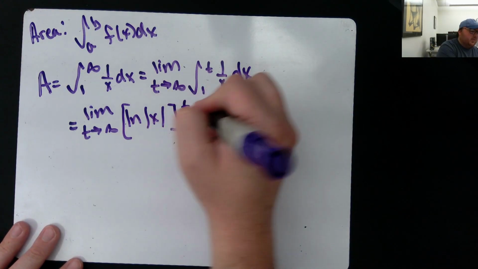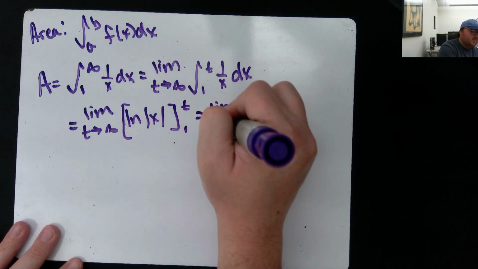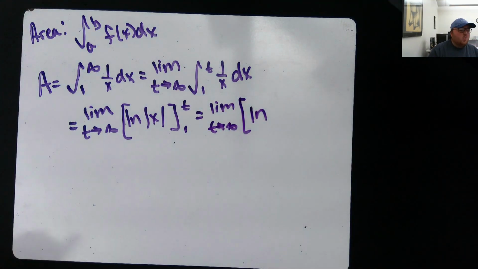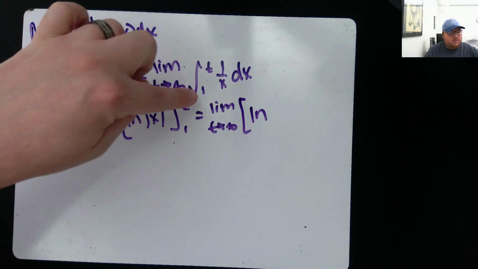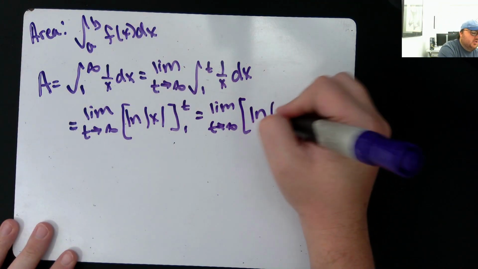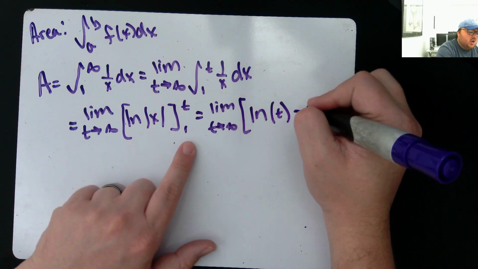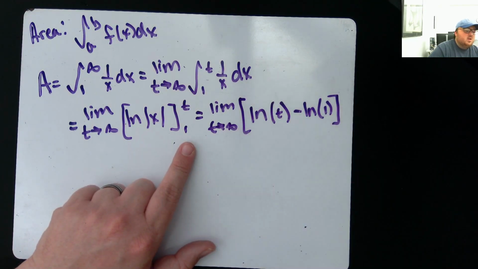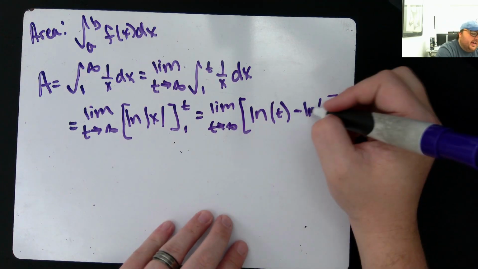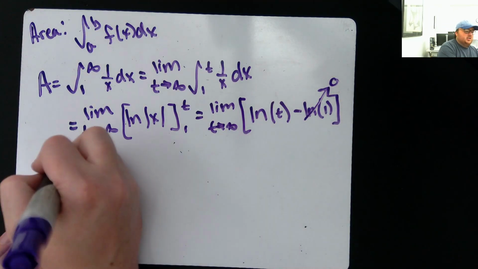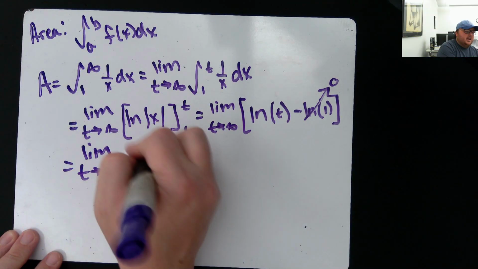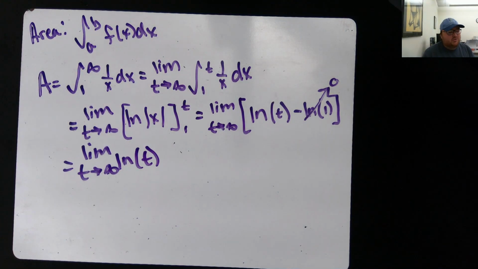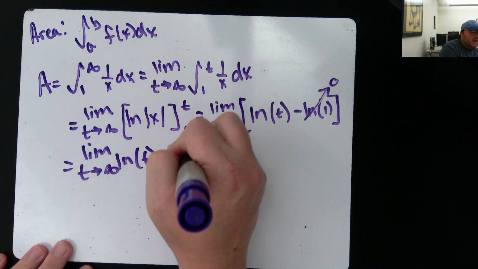So plug in our top bound first, which is t. So this is the natural log. We know t is positive because it's greater than the 1. So I can just do this, the natural log of t minus the natural log of my bottom bound, which is 1. Well, the natural log of 1 is 0. So this is just the limit as t goes to infinity of the natural log of t. Well, one thing I know about the natural log is it just goes up and up and up for all time. So this is going to be equal to infinity.